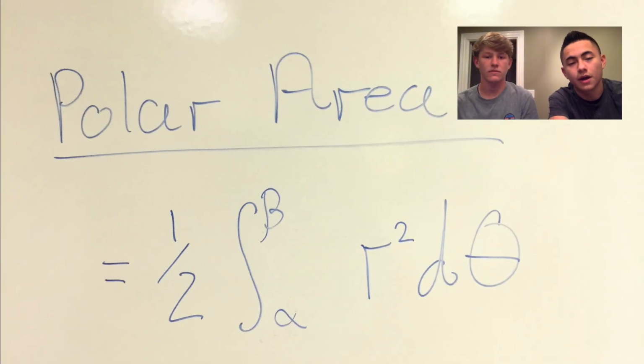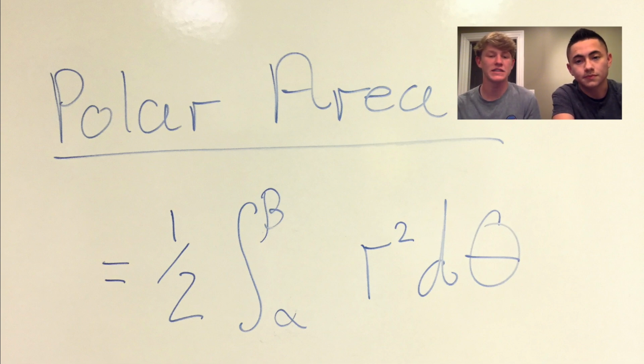The area of a polar graph is given by this formula. It's 1/2 times the integral from alpha to beta of r squared in terms of theta. You shouldn't forget to multiply the integral by 1/2 and square your radius.